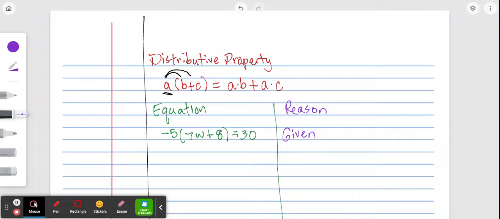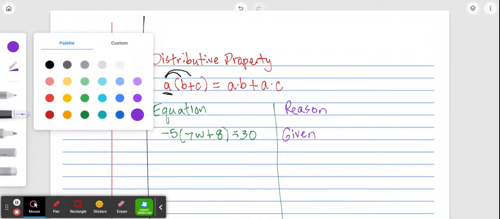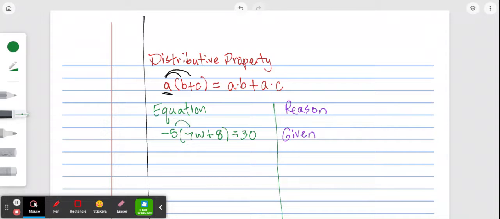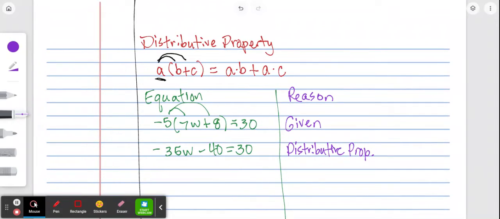So now we're going to use the distributive property to rewrite this equation by distributing that -5. So I got -35W minus 40 equals 30. And the reason for this one is, what did we do? We used distributive property. And again, I'm abbreviating property to prop because I just don't want to write the whole entire thing. Okay, so we want to get W alone. What should we do in order to solve this equation?